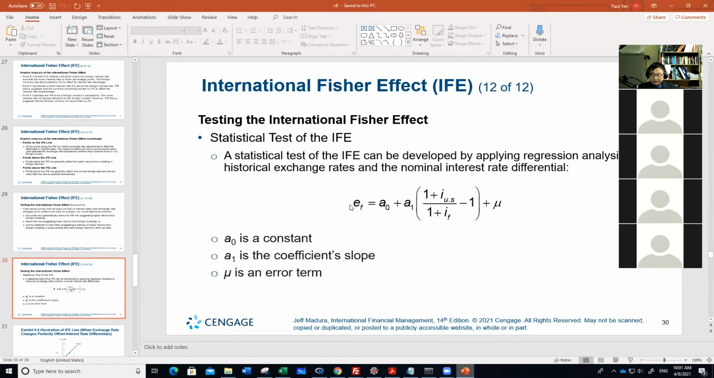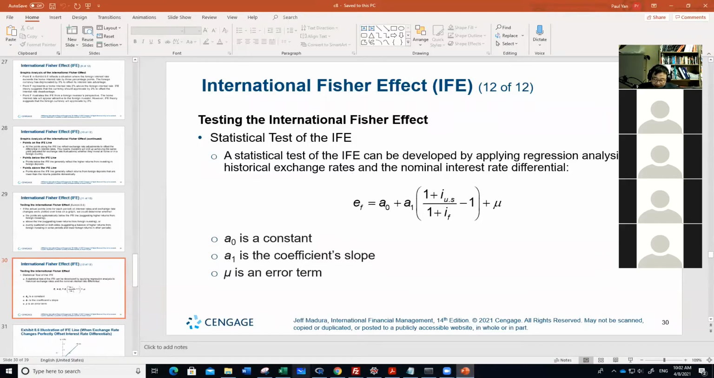On the right-hand side, we have A0, which is alpha, called the intercept. A1 is beta. In the parentheses is X: 1 plus I US, divided by 1 plus I foreign, minus 1, plus mu. What is I US? It's the nominal interest rate in the US. The denominator is 1 plus I foreign, so the ratio minus 1. I'm going to explain this, then I'll show you how to run the linear regression.